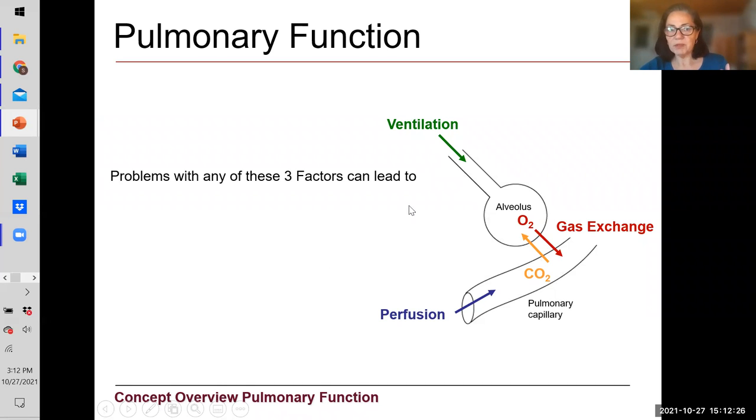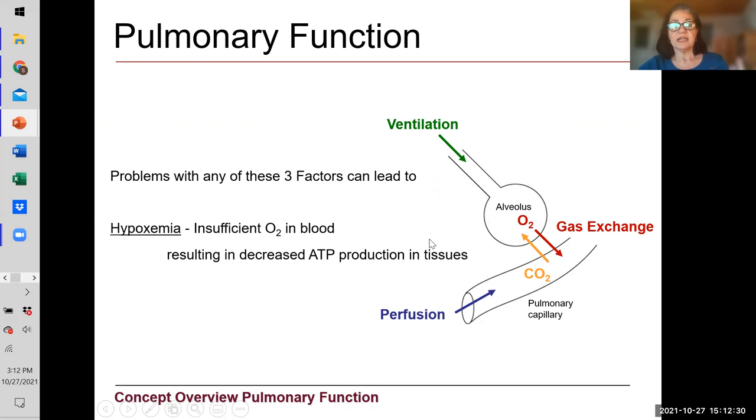If we have problems with any of these three factors or more than one of these factors, that can lead to insufficient oxygen in the blood. That's known as hypoxemia. The big problem with hypoxemia, of course, is if we don't have oxygen, that means we don't have anybody to accept the electrons at the end of the electron transport chain. And the electron transport chain fills with electrons and you can't get rid of them. So the whole thing kind of grinds to a halt. So you can't make a bunch of ATP.